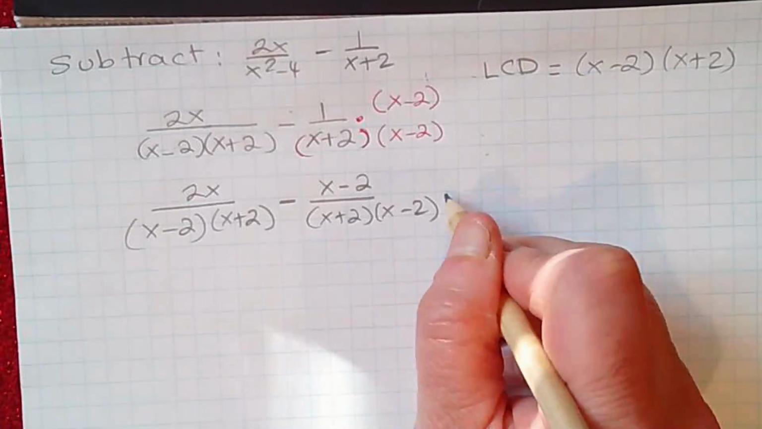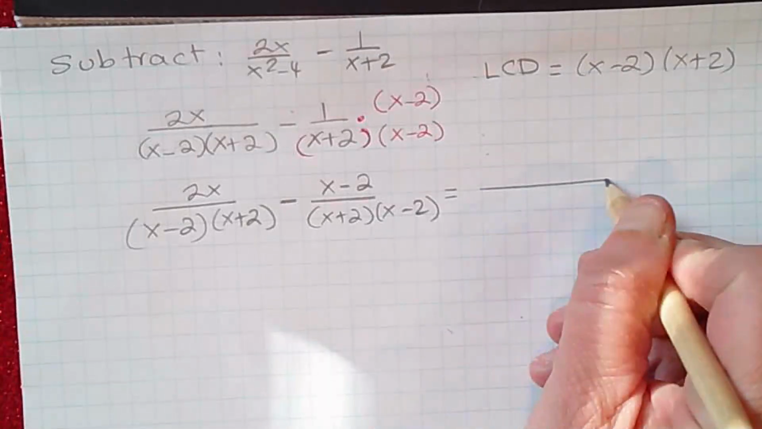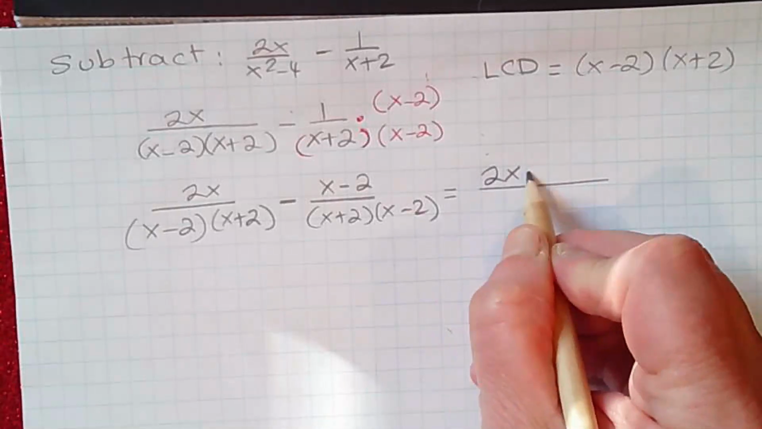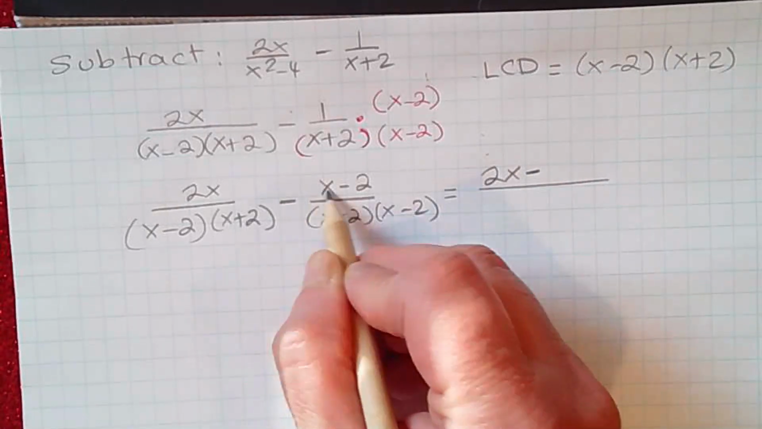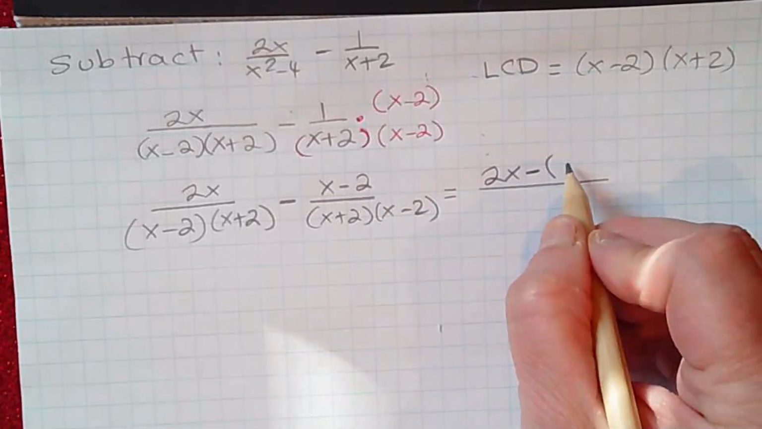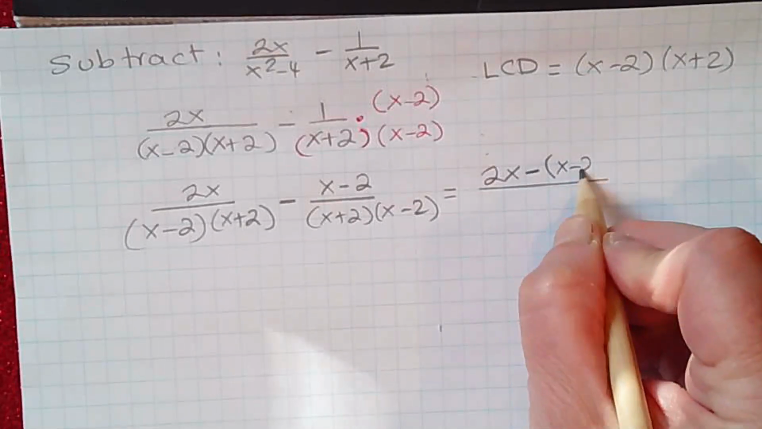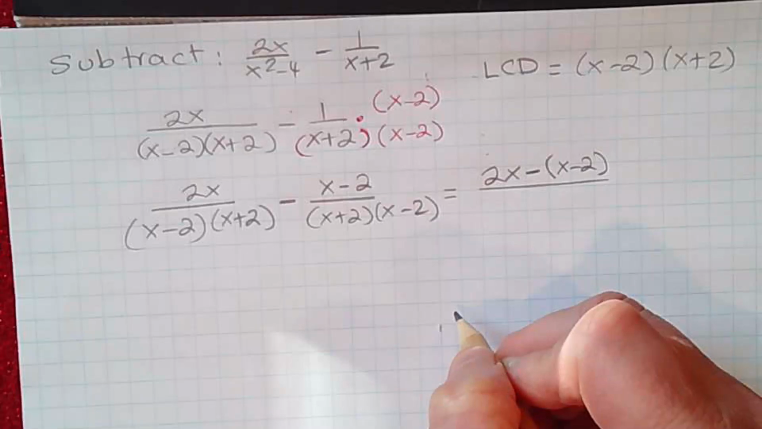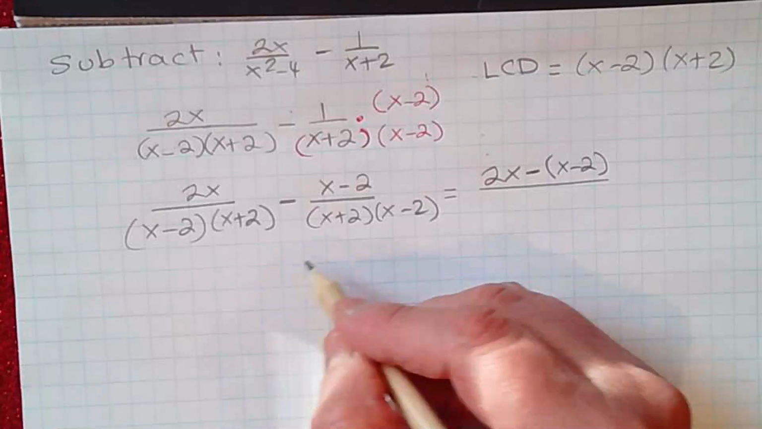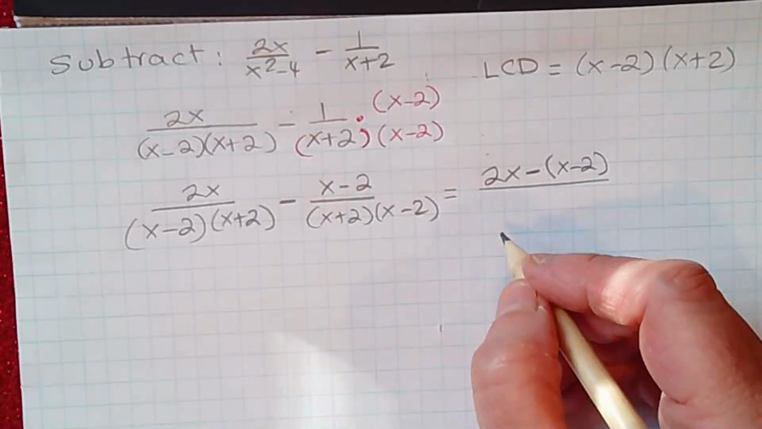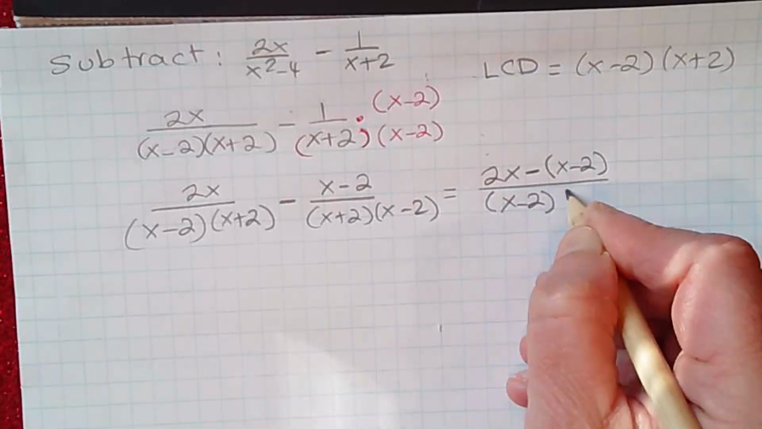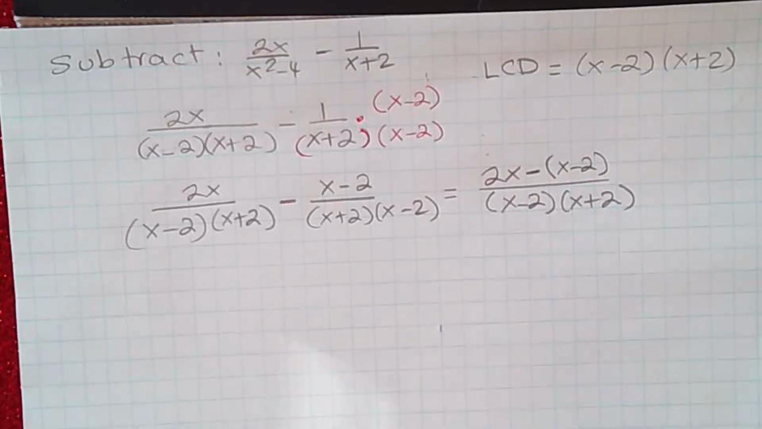So now, since I have the same denominator, I can subtract the numerators. So I have 2x minus this whole thing, x minus 2. So I'm going to put parentheses here, parentheses x minus 2, over, and I can write down the denominator as x minus 2 times x plus 2 or x plus 2 times x minus 2. It doesn't really matter. It's the same thing.